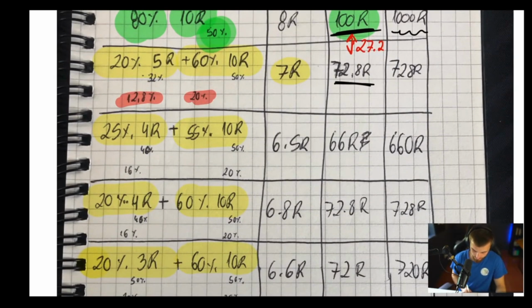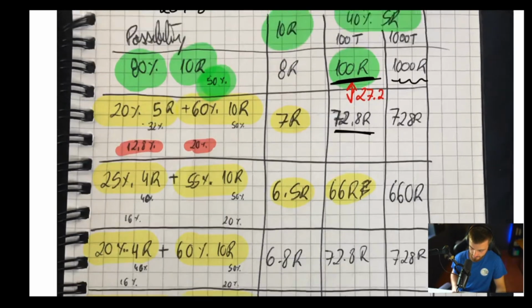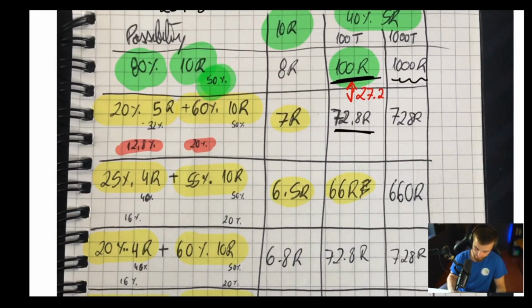If I take 25% at 4R and 55% at 10R, I'm going to be getting, if I hit the 10R, 6.5R, which at the end of 100 trades is going to be 66R, which is a difference of 34R.